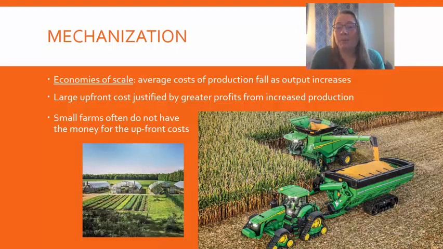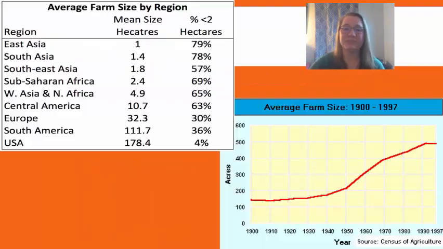Now, in order to bump up to this mechanized process, this is going to cost a lot of money. Each of these individual tractors or combines or even grain carts, that's all going to cost upwards of hundreds of thousands of dollars. And these small-scale farms just don't have the money to be able to keep up. And as a result, we're seeing that the average farm size is starting to increase.